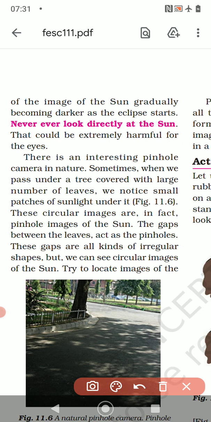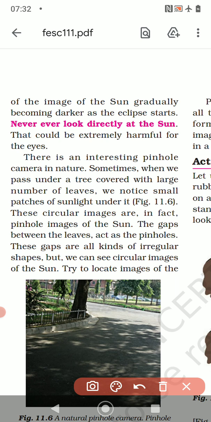Alright? Now, this is again a very important, interesting pinhole camera in nature, and this is always asked in the exams. So children, whatever you are watching here, the circular things everywhere, these are the circular images of the sun you can see here. So how are these circular images of the sun forming, and where is the camera? So where is the natural camera present? There is an interesting pinhole camera in nature.